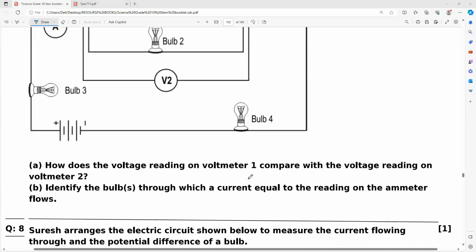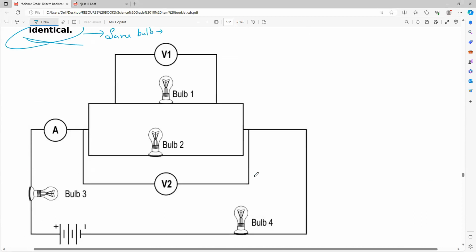So now, how does the voltage reading on voltmeter 1 compare with the voltage reading on voltmeter 2? That is what they are asking. Of course, first you see voltmeter 1 is for V1, voltmeter 2 is for V2, that is bulb 2. So bulb 1 and bulb 2 both are in what connection?